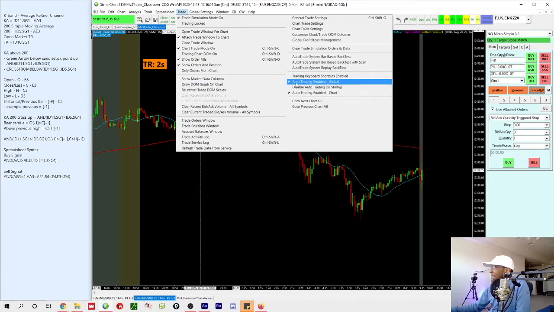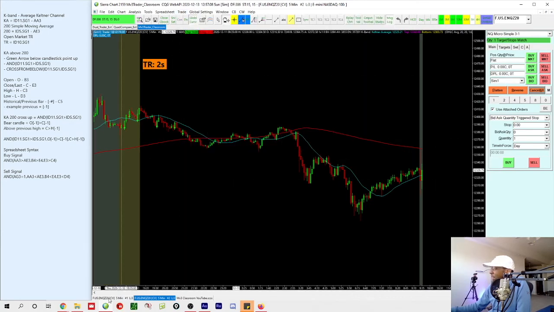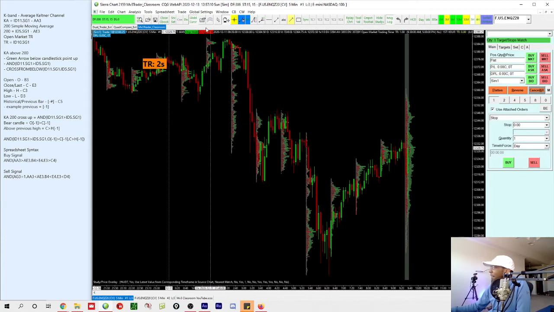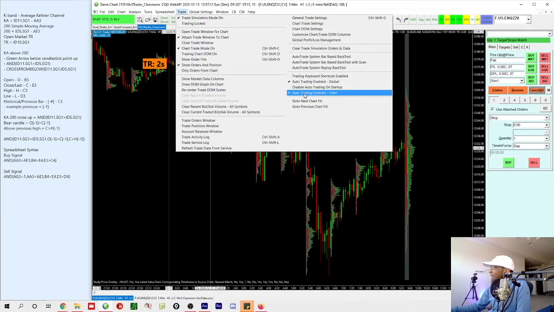So this does it for the platform as a whole, the global. That's why it says global. And this one is only for this chart. So let's say I click off of this and I go to another chart. Now I'm at this chart and I click on this, and then I don't want it.